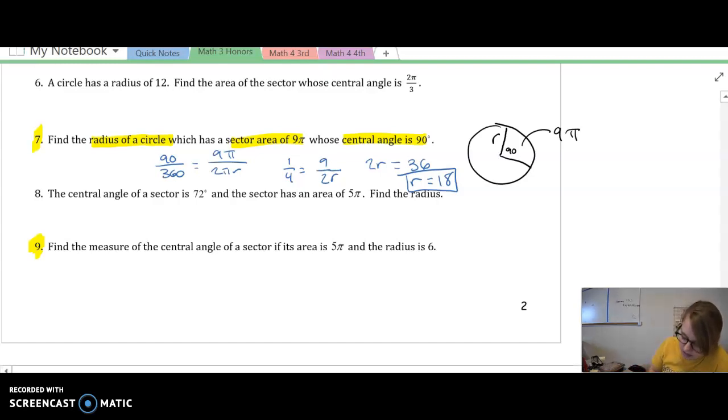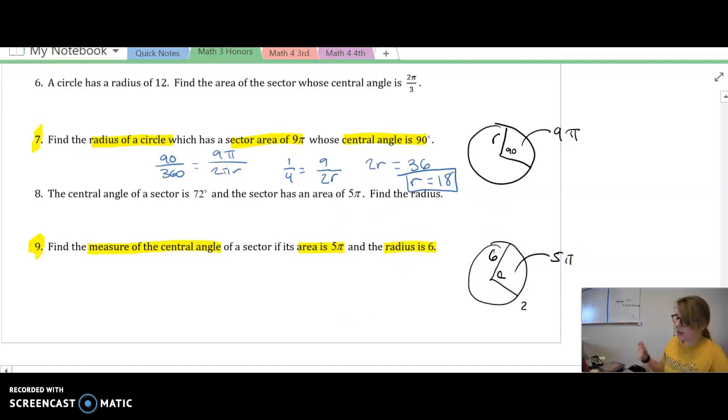So lastly, let's do number 9. So we're finding the measure of the central angle of a sector if its area is 5 pi and the radius is 6. I'll draw the picture for you, but I want you to solve for the central angle. Central angle will be C, the radius is 6, and the area of the sector is 5 pi.